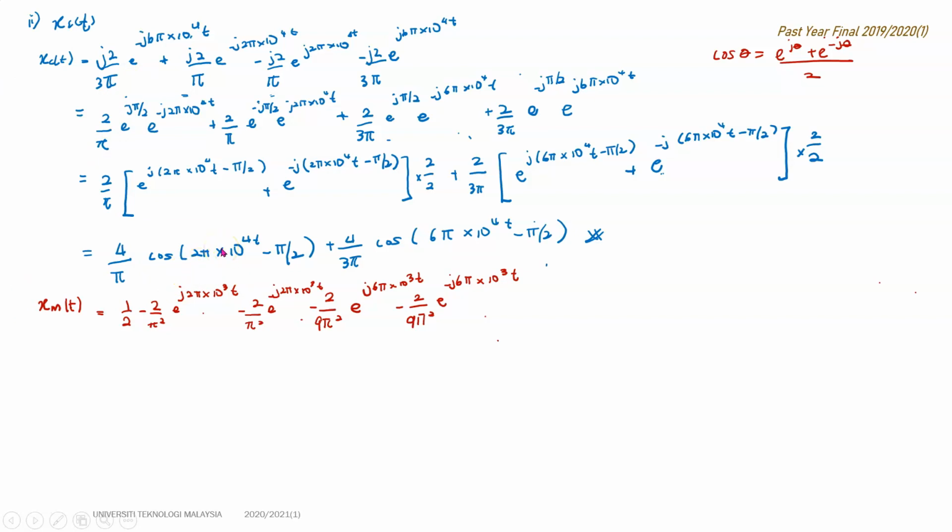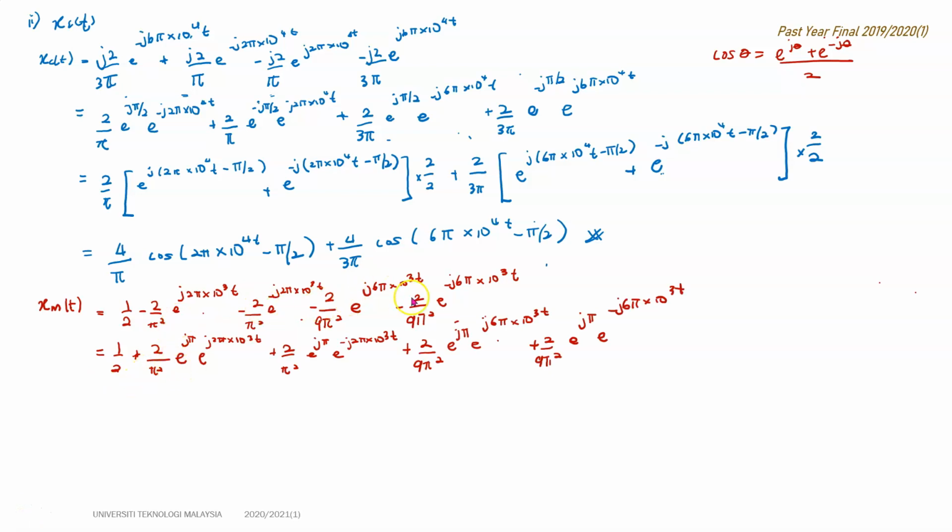So what we have to do now is change these negative numbers to positive by multiplying with exponent j pi. Okay, we change it to an exponential number here. So it becomes 1 over 2 plus 2 over pi squared exponent j pi exponent j 2 pi multiplied by 10 power of 3t. And for all of this equation, we multiply by exponent j pi.